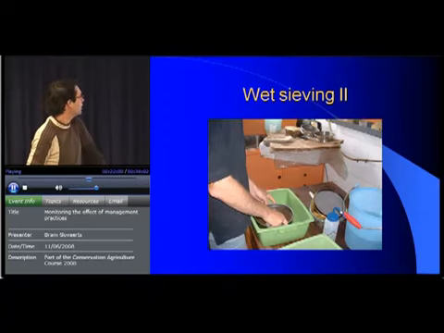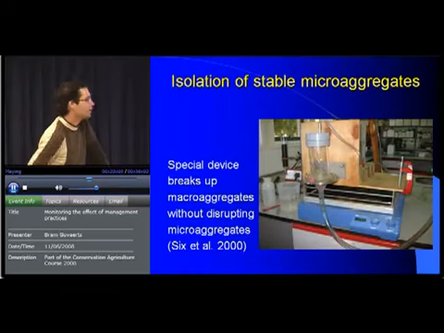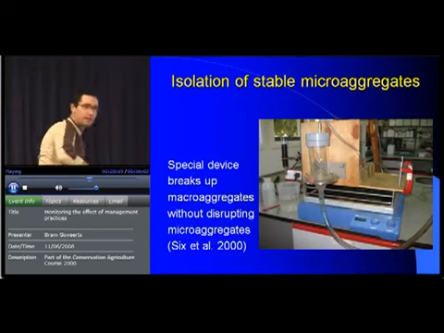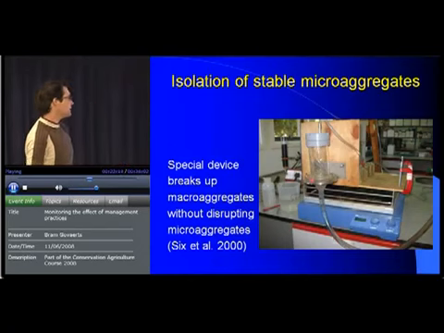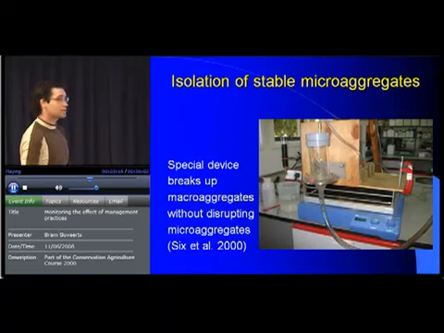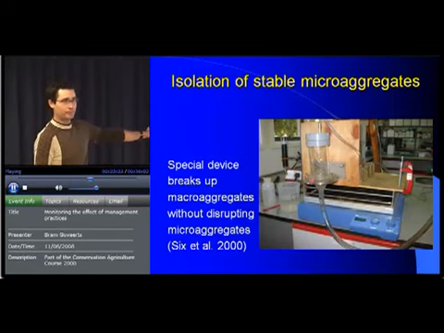Okay, for the isolation of the stable aggregates, like I said, we have to disrupt the macro aggregates to get the micro aggregates that are within the macro aggregates. Now to do that, we have this device, right? That device is a special device that was designed by UC Davis, by the team of Yard 6. So this is more fancy.